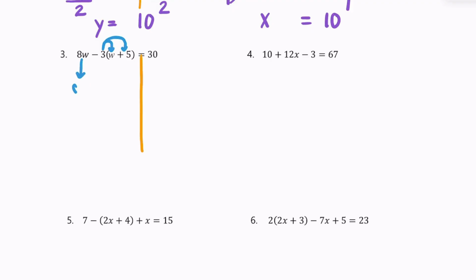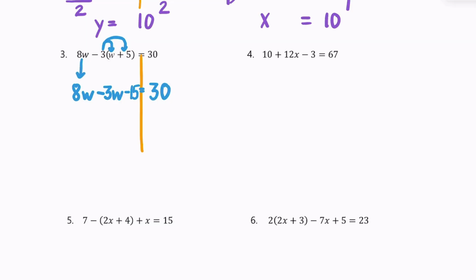So here's where some of our skills from our first topic, algebraic expressions, where we practiced distributing and combining like terms, come into play. Negative 3 times w is negative 3w, and negative 3 times 5 is negative 15. Got to squeeze that in there. Didn't leave myself enough room. And on the right-hand side, we have 30.